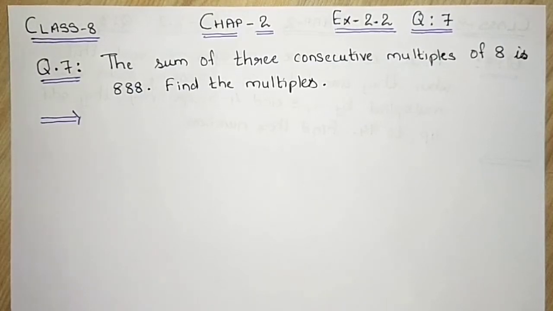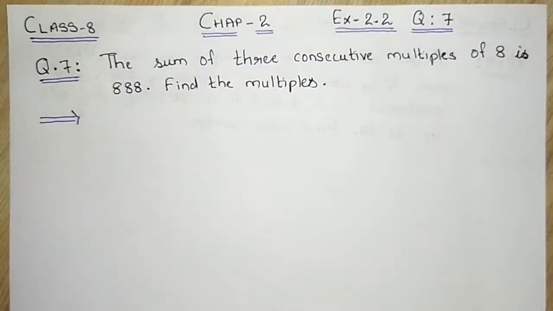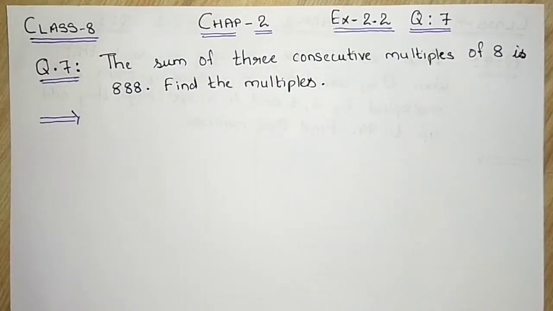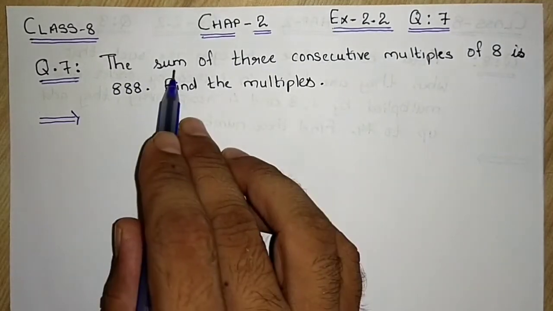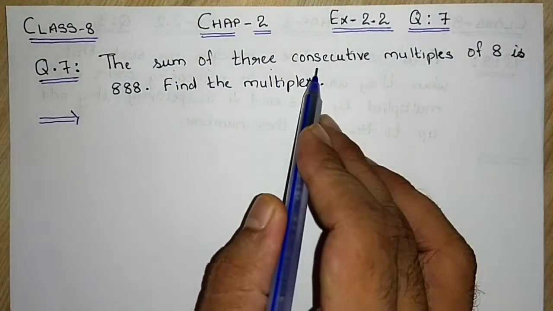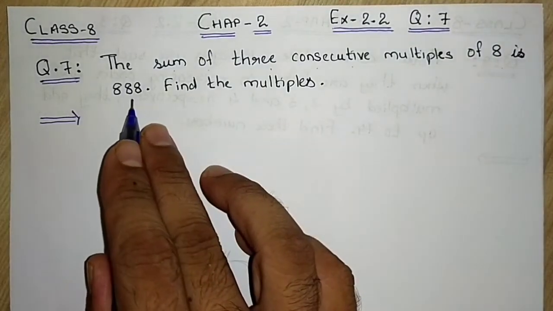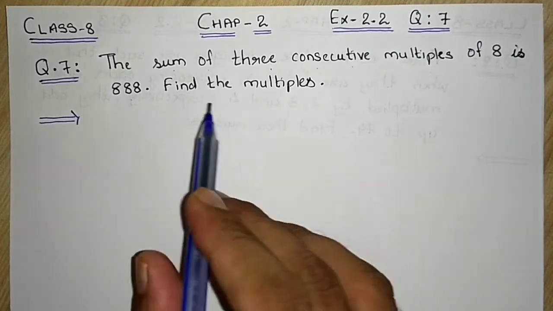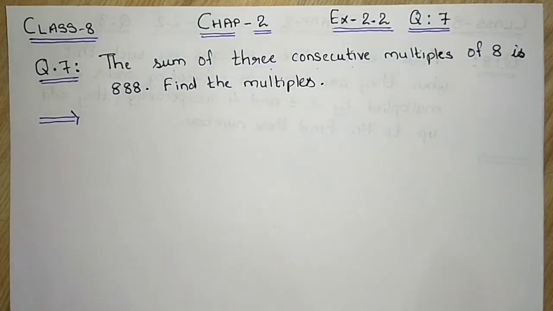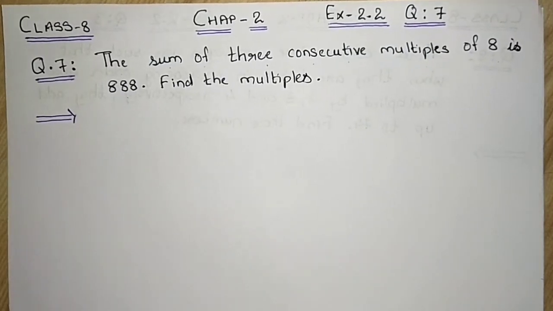Hello students, welcome back with a new lecture of class 8 chapter 2. We are in exercise 2.2 question number 7. Question number 7 says the sum of three consecutive multiples of 8 is 888. Find the multiples. Students, here there are three words which you must pay attention to.